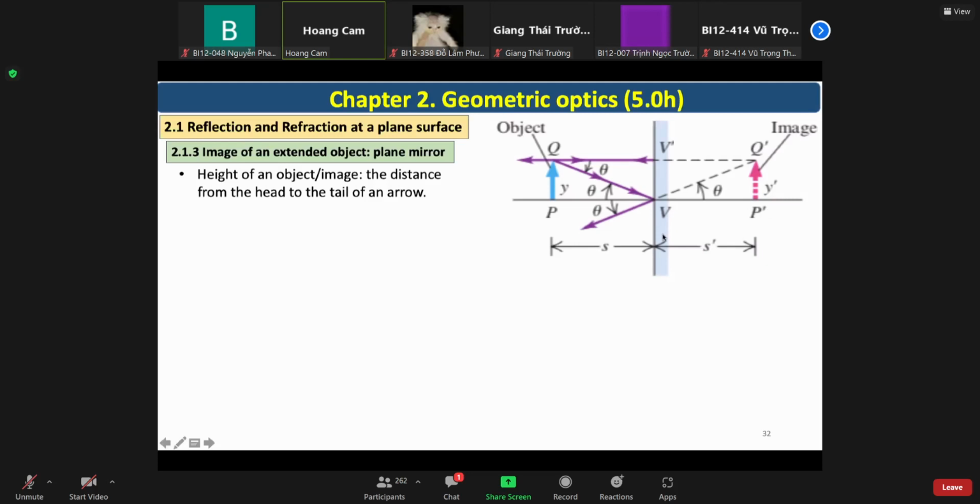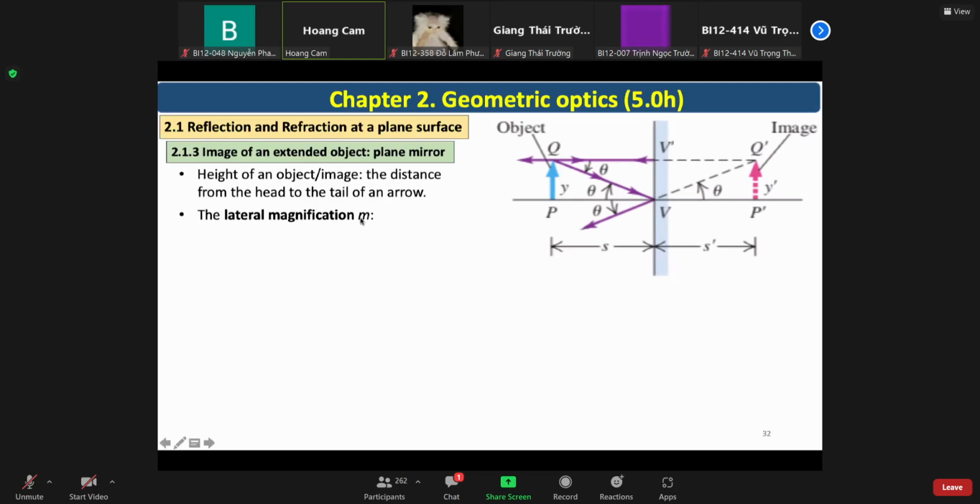Because here we also follow the sign rules as well. Okay. And when we use any optical device, the optical device will change the height of the object, because what we observe is the image. So by using that kind of optical device, the size of the object will change to the size of the image. So we have the lateral magnification concept here.